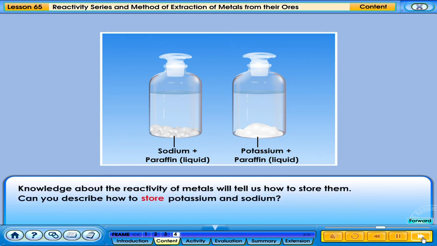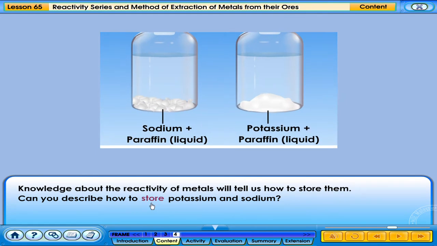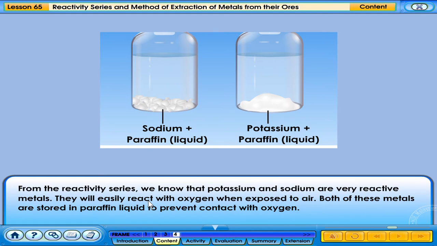Knowledge about the reactivity of metals will tell us how to store them. Can you describe how to store potassium and sodium? From the reactivity series, we know that potassium and sodium are very reactive metals. They will easily react with oxygen when exposed to air. Both of these metals are stored in paraffin liquid to prevent contact with oxygen.